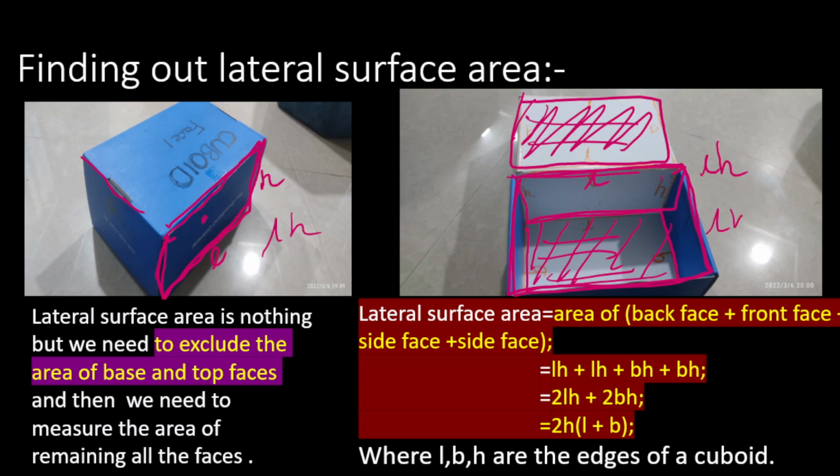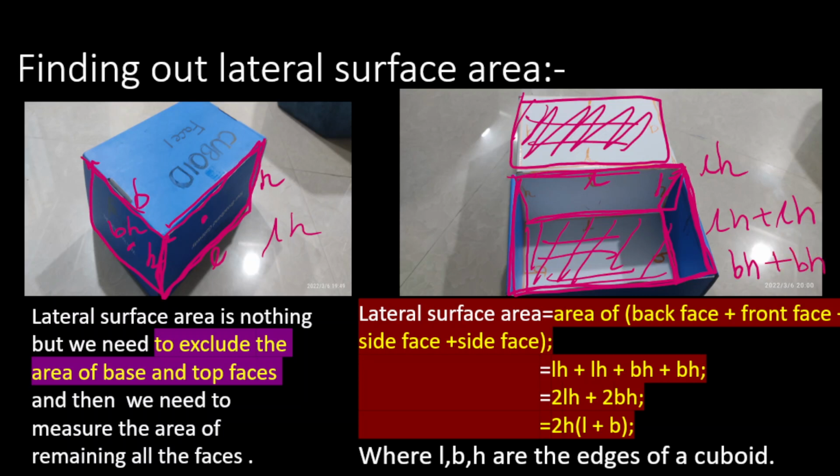Here we have LH plus LH for the two side ends. This is the front end of the cuboidal box, this is the breadth and this is the height, and the area of this rectangular piece becomes BH. Opposite to this front end we have one more back end. Suppose this is the back end of the cuboidal box, this edge represents H and this edge represents B, and the area of this end also becomes BH.